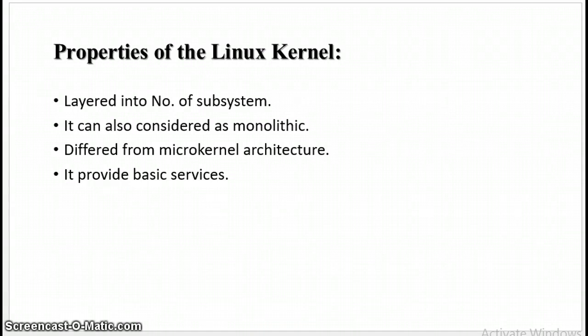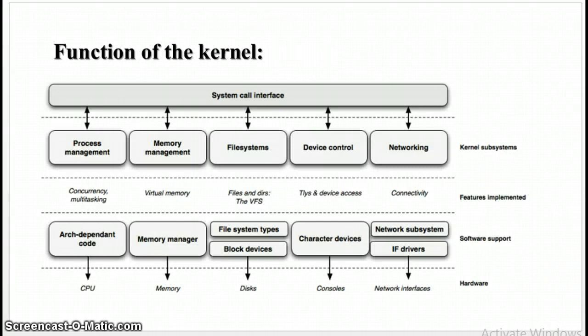Next, we see the function of the Linux kernel. This image shows all the functionality of the Linux kernel. First is the system call, second is process management, third memory management, fourth file system, fifth device control, and sixth networking. Now let's discuss the system call interface. It is the thin layer that performs functions called from user space into the kernel.